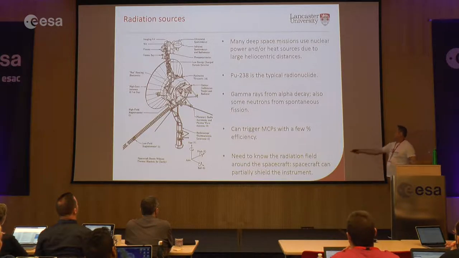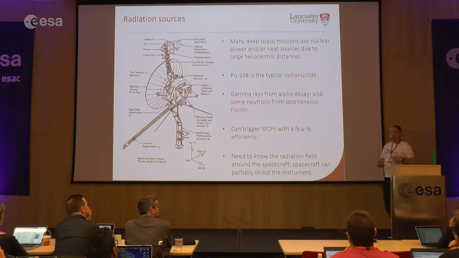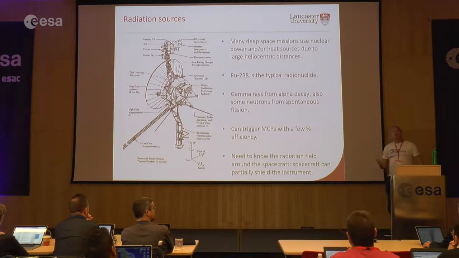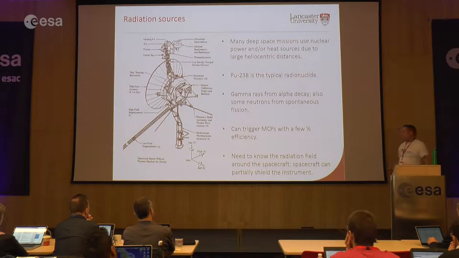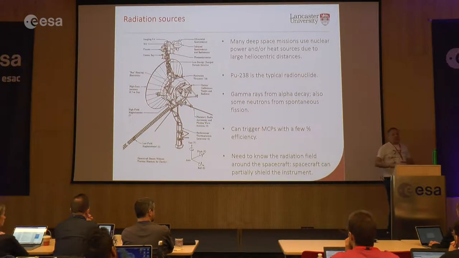If a gamma ray comes out of this RTG and strikes an instrument, it will go straight through the walls of the instrument, and it can trigger the detector. It will give you a false count. The efficiency of that process is roughly a few percent. So if you know what the radiation field is around the spacecraft, so you know what the flux of gamma rays and neutrons is all the way around the spacecraft, then you can estimate what that background should be. You do need to take into account the fact that the gammas and neutrons from this might actually get stopped by parts of the spacecraft structure. So that's a factor that you need to think about.